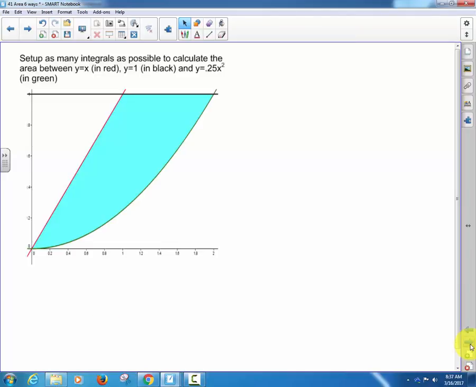Today is an opportunity for you to earn some extra points on your next test or tests, whichever test you want it to be on for this quarter, okay? I have a shaded region here on the board. This is 41 area 6 ways if you haven't downloaded it yet. You need to write out an integral to find the shaded area. Now, there are 6 different ways to find this area.